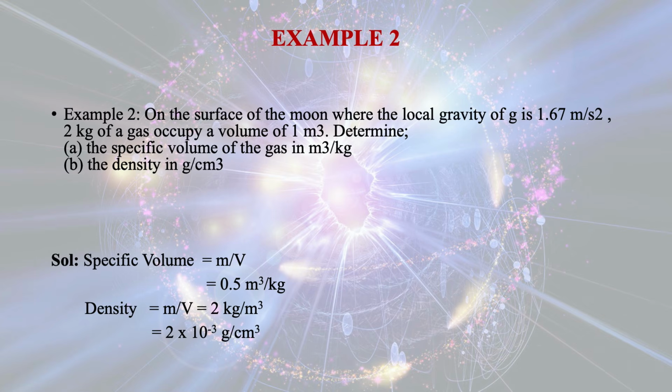Density is equal to mass per volume, that is, mass is given as 2 and volume is given as 1. So density comes out to be 2 kg per meter cube. But we have to convert this density into the unit of gram per centimeter cube. So if you convert kg to gram, we have to multiply by 1000, and for meter cube, 1 meter is equal to 100 centimeter. So meter cube means 100 into 100 into 100 centimeter cube, and finally it will come out to be 2 into 10 to the power minus 3 gram per centimeter cube.